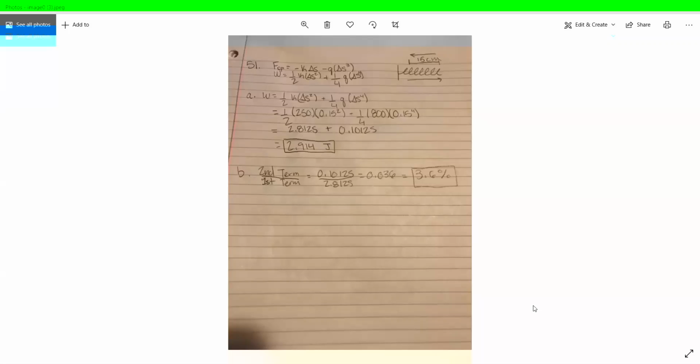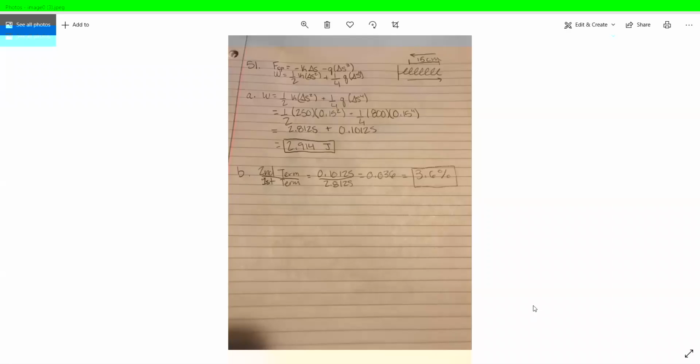So my first problem was problem 51, and it asks, Hooke's law describes an ideal spring. Many real springs are better described by restoring force equaling negative k change in s minus q change in s cubed, where q is a constant. Consider a spring with k equaling 250 newtons per meter and q equaling 800 newtons per meter cubed.